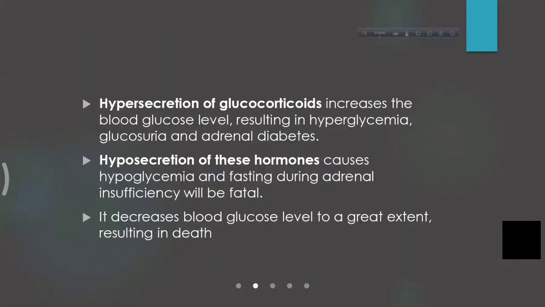Hypersecretion of glucocorticoids increases the blood glucose level because cortisol decreases glucose uptake by the tissues. Hypersecretion of cortisol will lead to increased blood glucose level, resulting in hyperglycemia. Hyperglycemia will in turn lead to glycosuria and adrenal diabetes, a form of diabetes mellitus resulting from increased activity of glucocorticoids and cortisol.